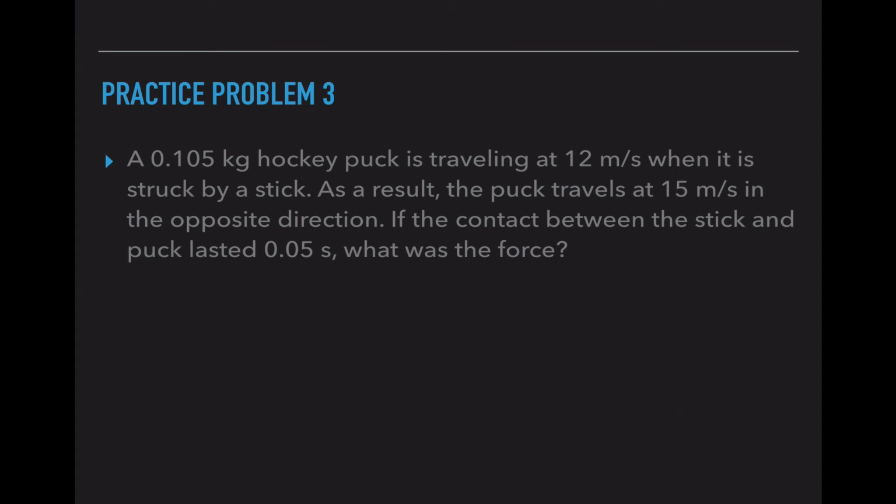Last one. A 0.105 kilogram hockey puck is traveling 12 meters per second when it's struck by a stick. As a result, the puck travels at 15 meters per second in the opposite direction. If the contact between the stick and the puck lasted 0.05 seconds, what is the force? So I'm going to go back to that original equation. F times t equals m times Vf minus Vi. But over here I'm going to list my knowns and unknowns because one part of this problem is kind of tricky. So Vi and Vf.